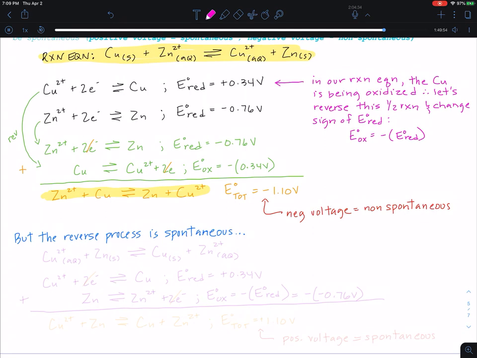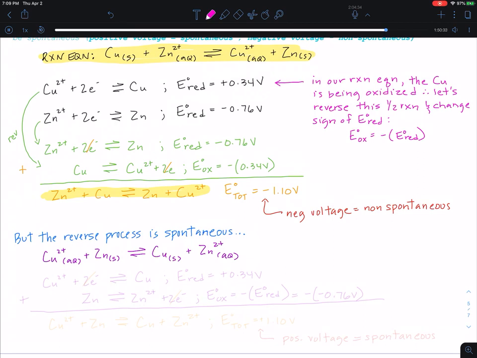I'm going to do this in a different color so that we can follow that. The reverse process would be if I took copper 2 plus and solid zinc and I reduced the copper and oxidized the zinc. Why? Because copper 2 plus has a greater pull on electrons than zinc 2 plus. And you can probably imagine that the total potential for this is going to be positive 1.10 volts. But we can figure it out.